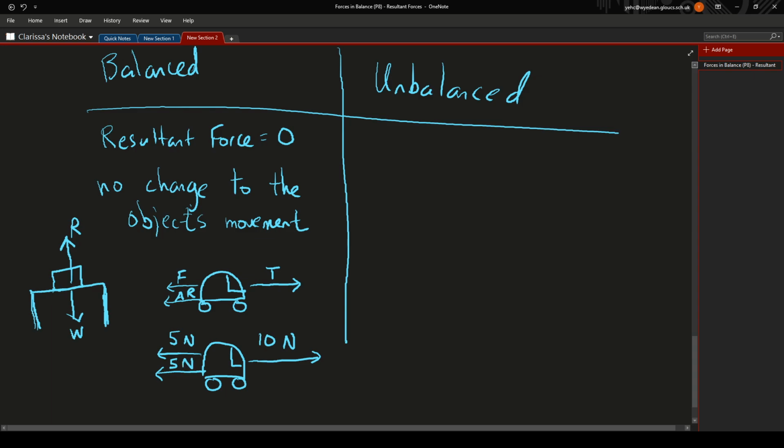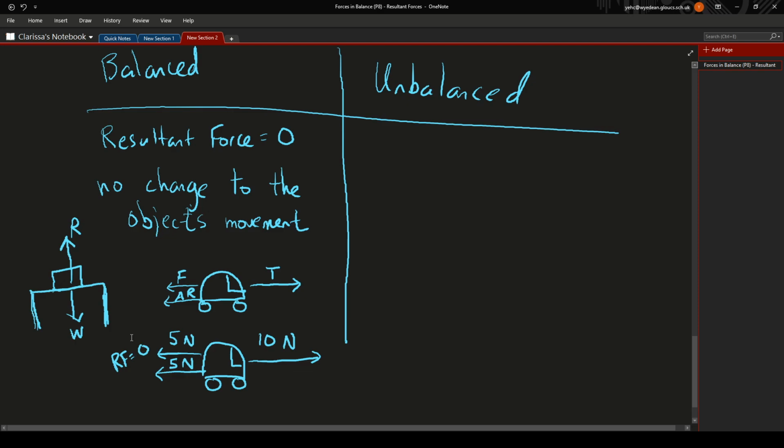So once again, thinking about the resultant force, the forces acting towards the left add up to 10. The forces acting to the right add up to 10. So they cancel each other out. The resultant force of this is 0.